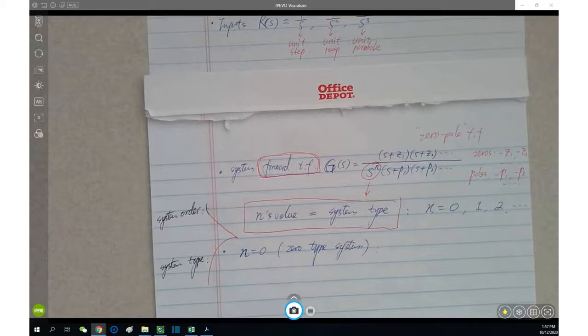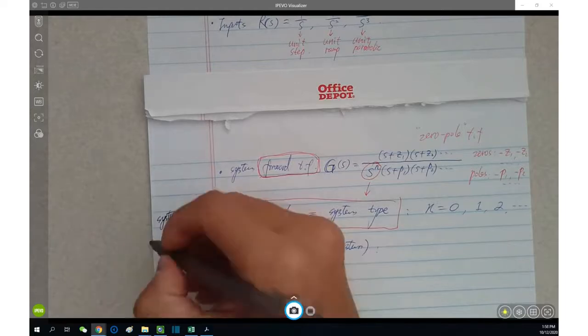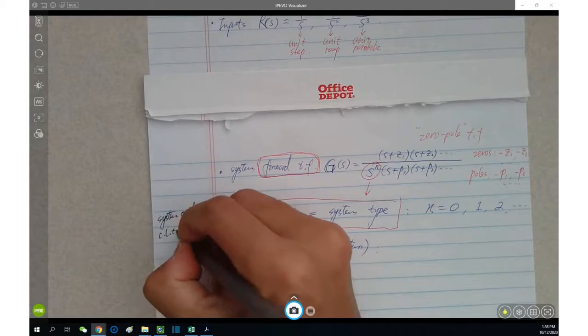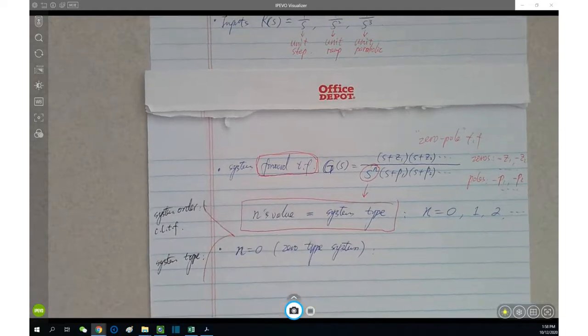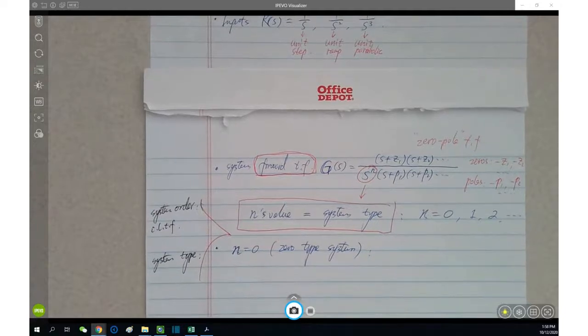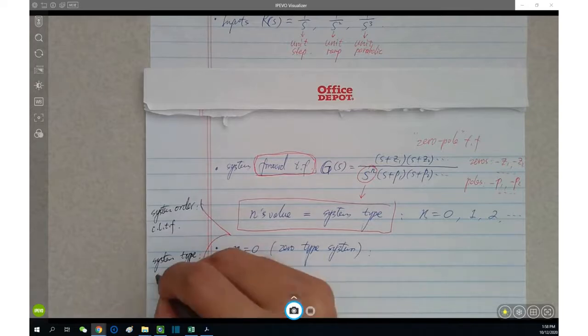Let me describe this once again. How to find a system order? Listen very carefully, everybody. First of all, what you need is closed loop transfer function. Kevin called it the entire system transfer function. Well, obviously, closed loop transfer function is a better description. First of all, we are talking about closed loop transfer function rather than the forward transfer function.